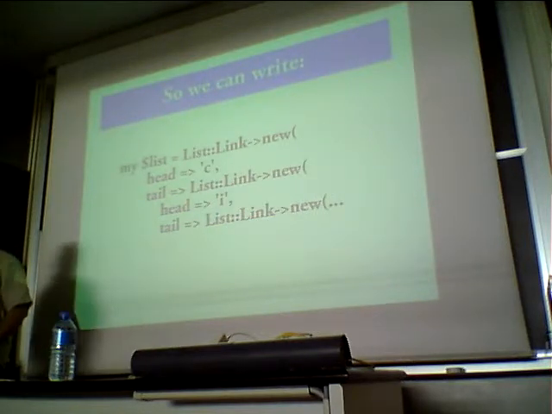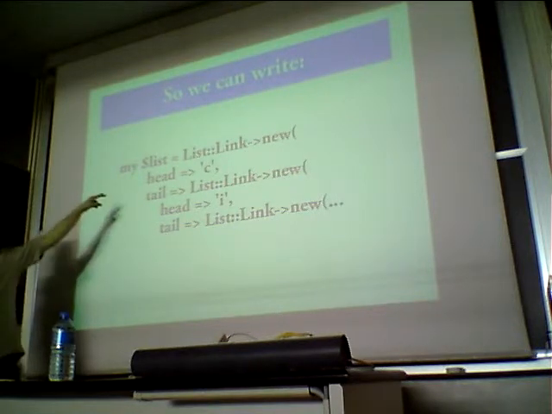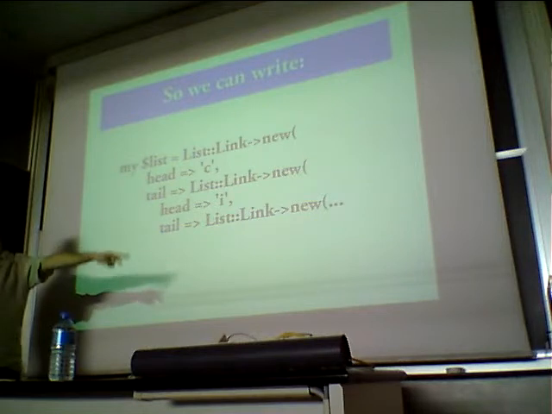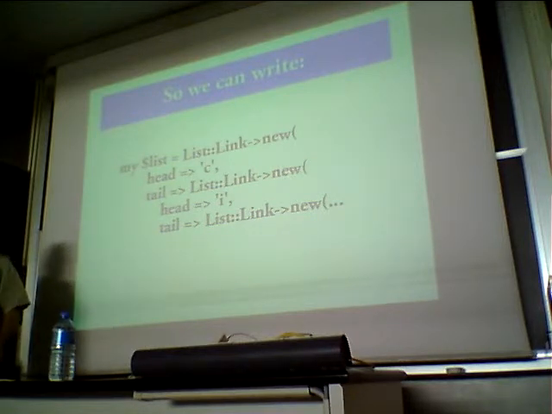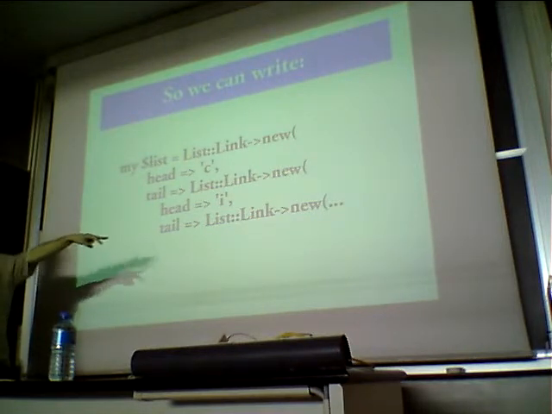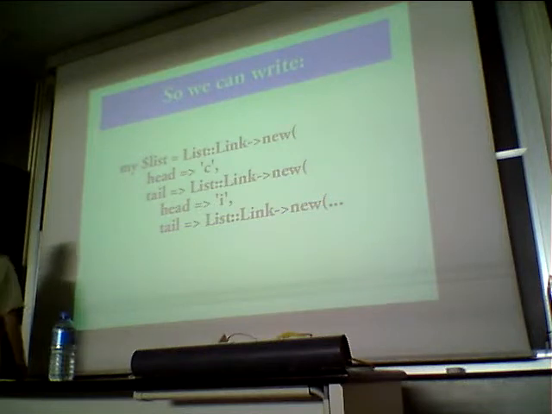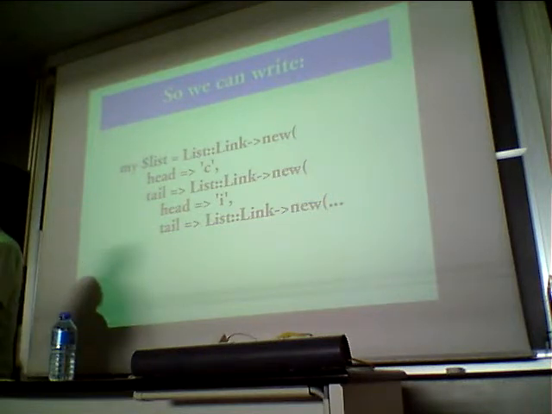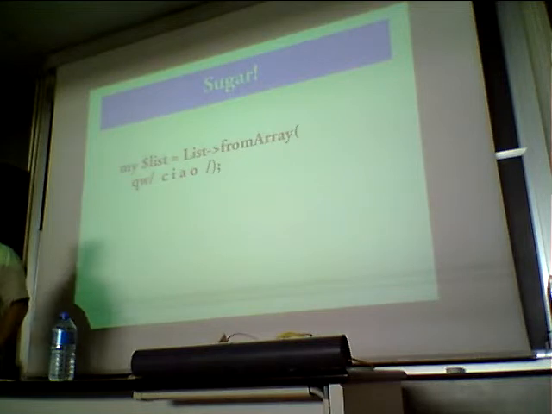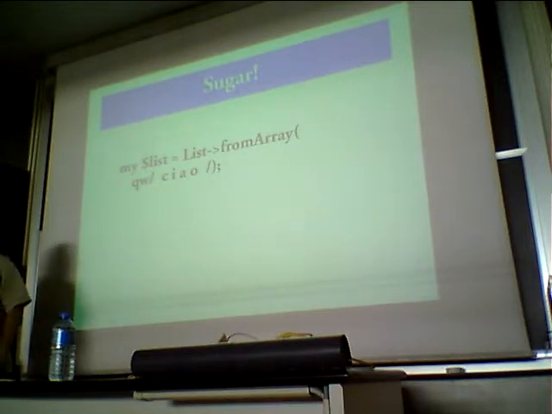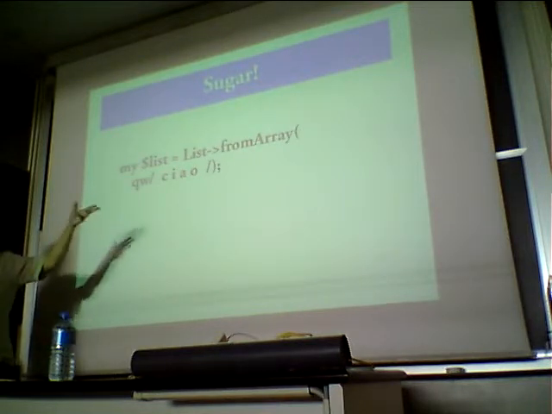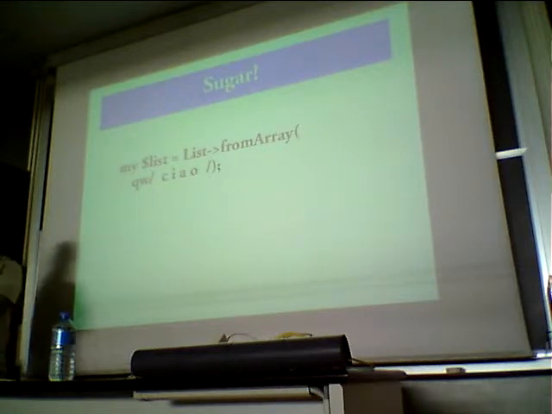Now, that's not very convenient to use. You can generate a list with that. We could generate chow by doing a very nested expression there that ends with a list empty new, but that's fairly unpleasant. So we'd write a little bit of sugar, a from array method here that'll take a list of characters or whatever and turn it into one of these linked list objects.